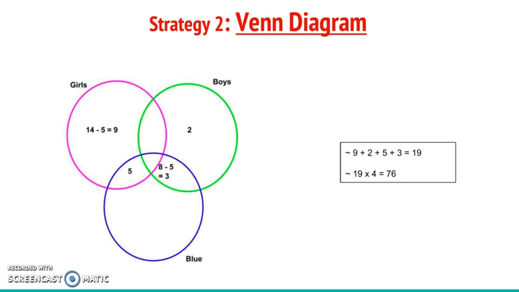Next, we know that 2 of the boys in the class don't wear blue. Since we know that 8 people wear blue in total, and we know 5 of them are girls, that must mean that 8 minus 5 is 3 boys wear blue. Adding the numbers together gives the total of kids in the class. This gives 19, the simple version. Multiplying this by 4 gives us the answer to the original problem, which is 76.